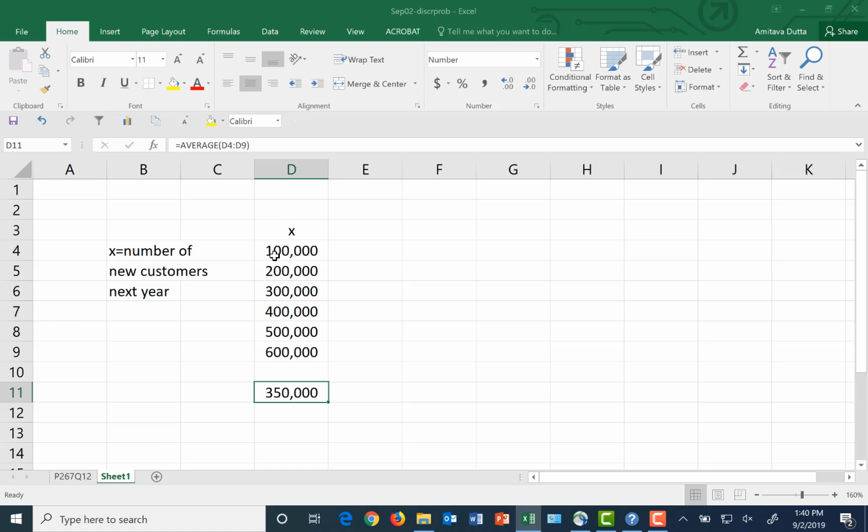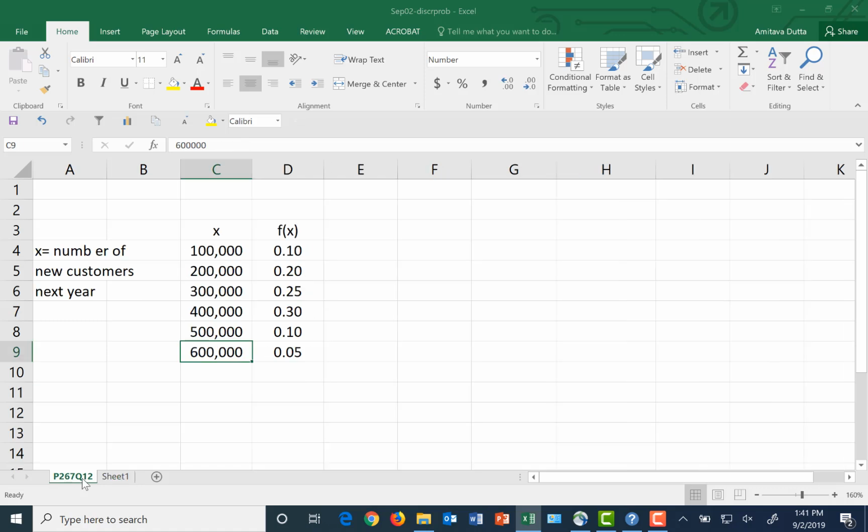The reason I can't use the average function is because implicit in that calculation is that all these outcomes are equally likely. When you add up a bunch of numbers, let's say you add up 20 numbers and you divide by 20 to get an average, you are saying that each number is equally likely to appear. But that is not the case in the problem that's been given to us. All the outcomes are not equally likely, so we cannot use the average function to say on average how many customers we would expect next year.